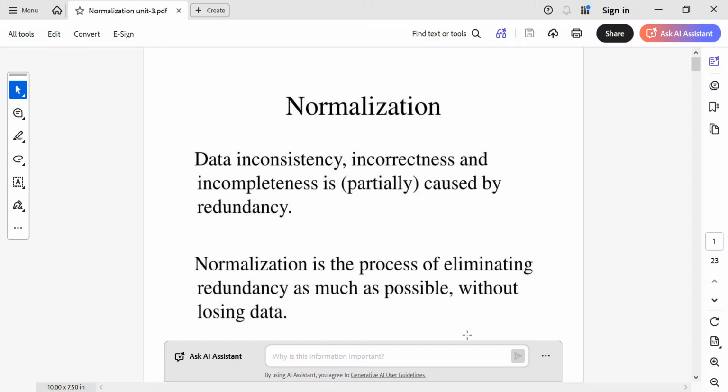Normalization. Hello guys, good evening everyone. So today we are going to discuss normalization in a relational database management system.